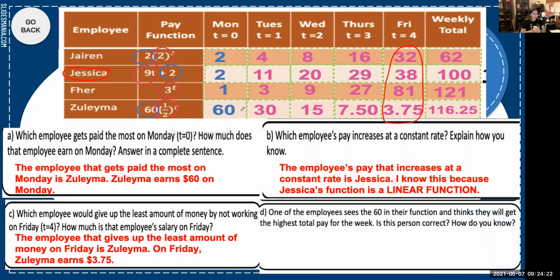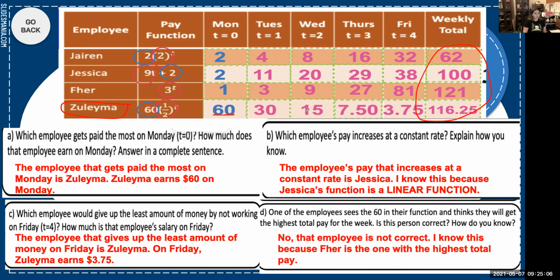And then the last question, one of the employees sees the 60 in their function and thinks they will get the highest total pay for the week. Is that person correct? And then how do you know? So we're looking here. Who makes the most money? Again, we all know it's Zulema, but is she correct? Or like, we know that Zulema is the one with the 60, but is she actually making the most money? No. Who is making the most money for the week? Who made the most money for the week? Verde, yeah. So an answer would be no, that employee is not correct. I know this because Fed is the one with the highest total pay.